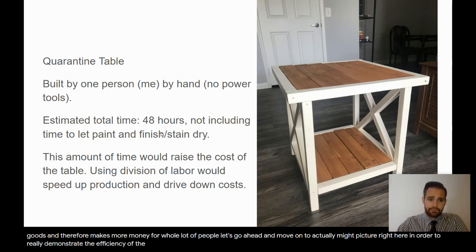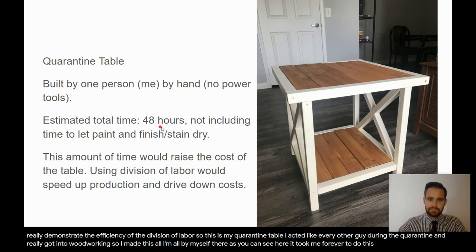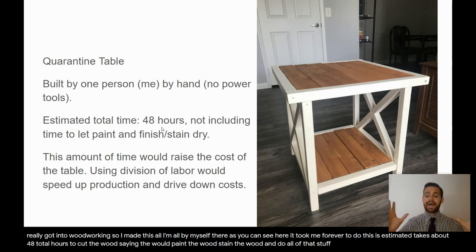Let's go ahead and move on to my picture right here in order to really demonstrate the efficiency of the division of labor. So this is my quarantine table. I acted like every other guy during the quarantine and really got into woodworking. So I made this all by myself. As you can see here, it took me forever to do this. I estimate it takes about 48 total hours to cut the wood, sand the wood, paint the wood, stain the wood, and do all of that stuff.